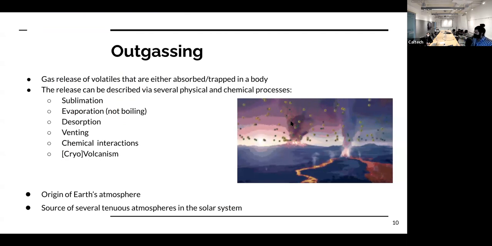So outgassing, just as a quick overview, is just the gas release of volatiles that are absorbed or trapped in a body. So when studying these bare cores, it's very important to make sure that there is enough atmosphere to escape from. If there's no outgassing, there won't be any atmospheric escape. And so these are just a few of the terms that we use in the solar system to describe these processes. And of course, outgassing might be the origin of Earth's atmosphere itself, and the source of several tenuous atmospheres in the solar system, such as Ganymede's atmosphere, Europa's atmosphere, Triton's atmosphere.